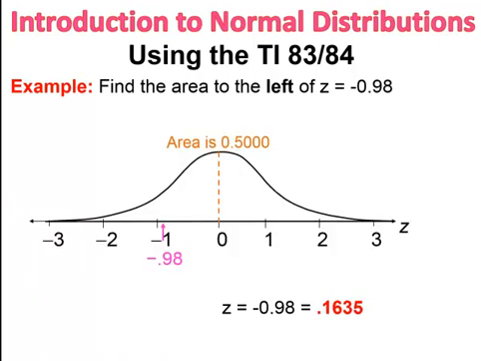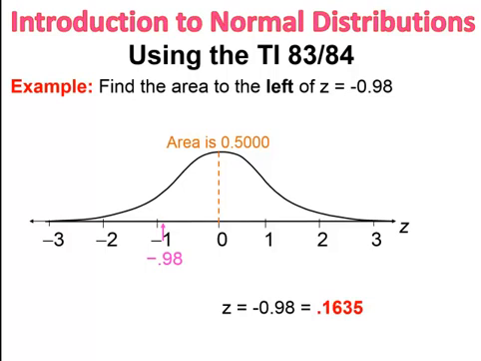So again, it's good to be able to visualize where that z-score is on this standard normal curve. And we have a -0.98, which would be very close to a -1. So the shading there is very minimal. That's why we're getting an area of 0.1635.